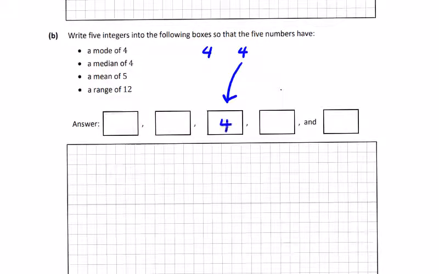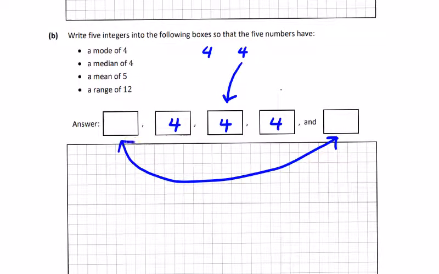So that's definite. So if we have a mode of 4, we need either a 4 here or a 4 here. Maybe we'll get away with 2 of them. A range of 12, so this number minus this number, the big one minus the small one has to be 12, and a mean of 5. So there's 5 numbers. 5 by 5 is 25. So we already have 12 in there. 4 by 3 is 12.